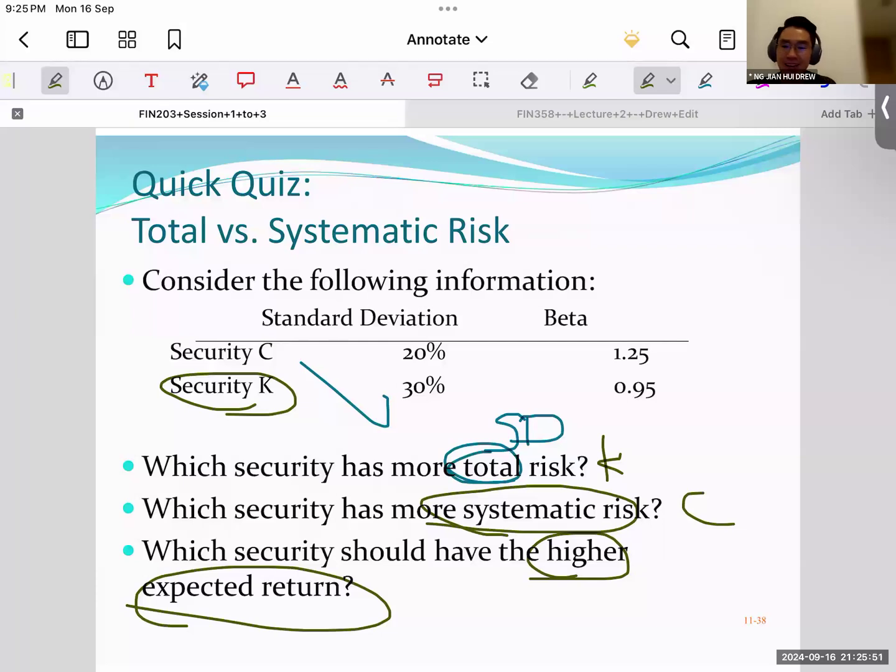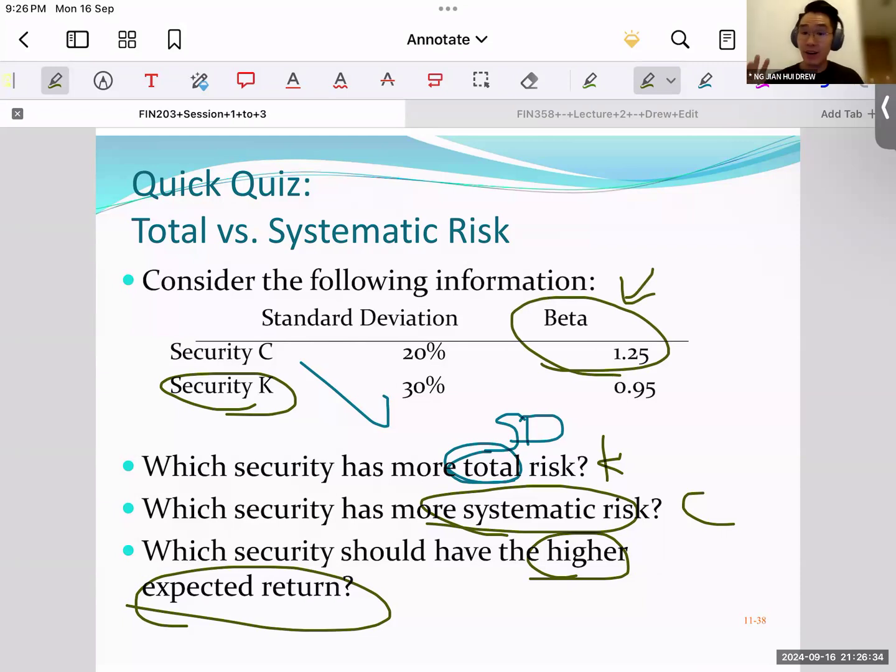Anyone want to give it a try? Which asset should have the higher expected return? More risk, more return, you're right. But which one has more risk? And remember, in finance, risk is very specific. It's not all kinds of risk that we say more risk, more reward. Which kind of risk should give a higher expected return? The asset that has higher total risk is K, remember, standard deviation.